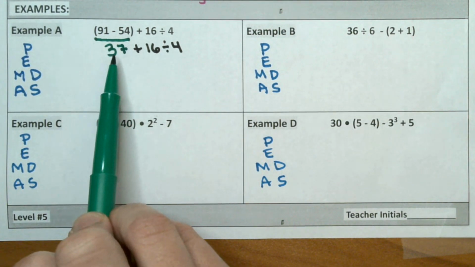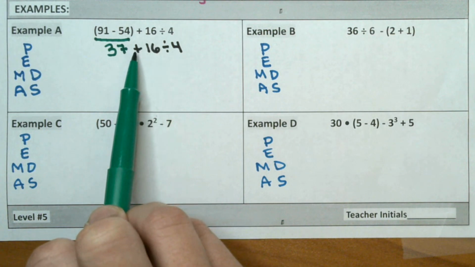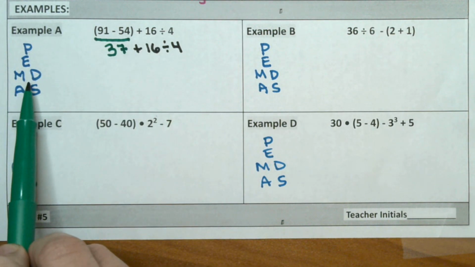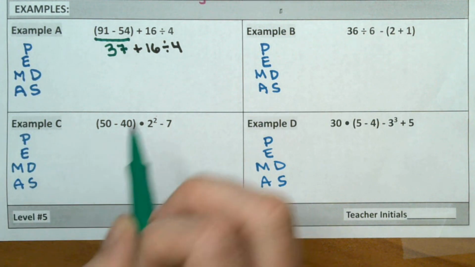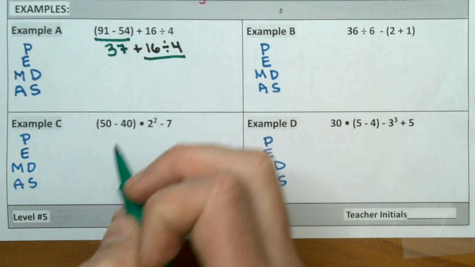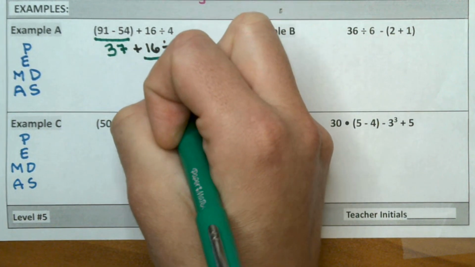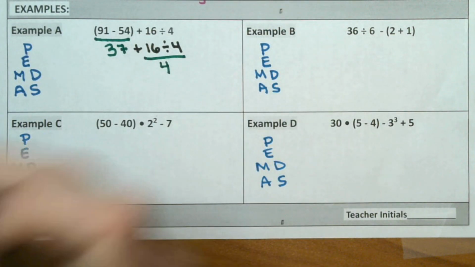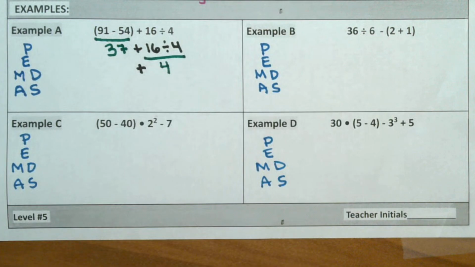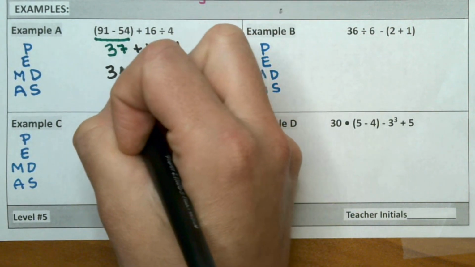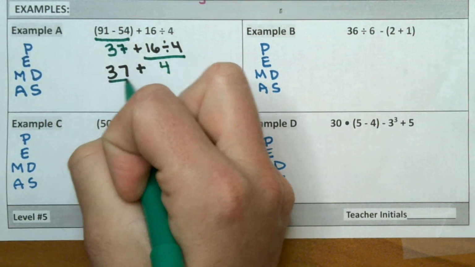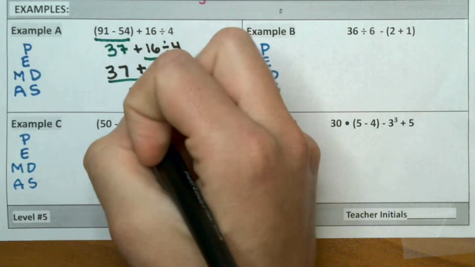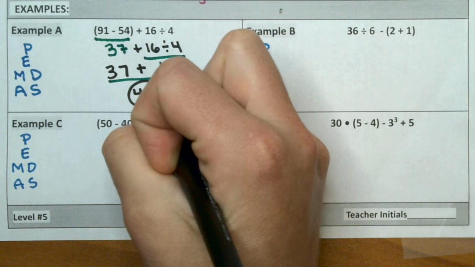So I'm going to ask myself, what's more powerful, division or addition? Well, division is more powerful. It's higher up on PEMDAS. So I'm going to underline 16 divided by 4, which is 4. Then I'm going to bring down the plus, bring down the 37. Then my last step is 37 plus 4, which is 41.